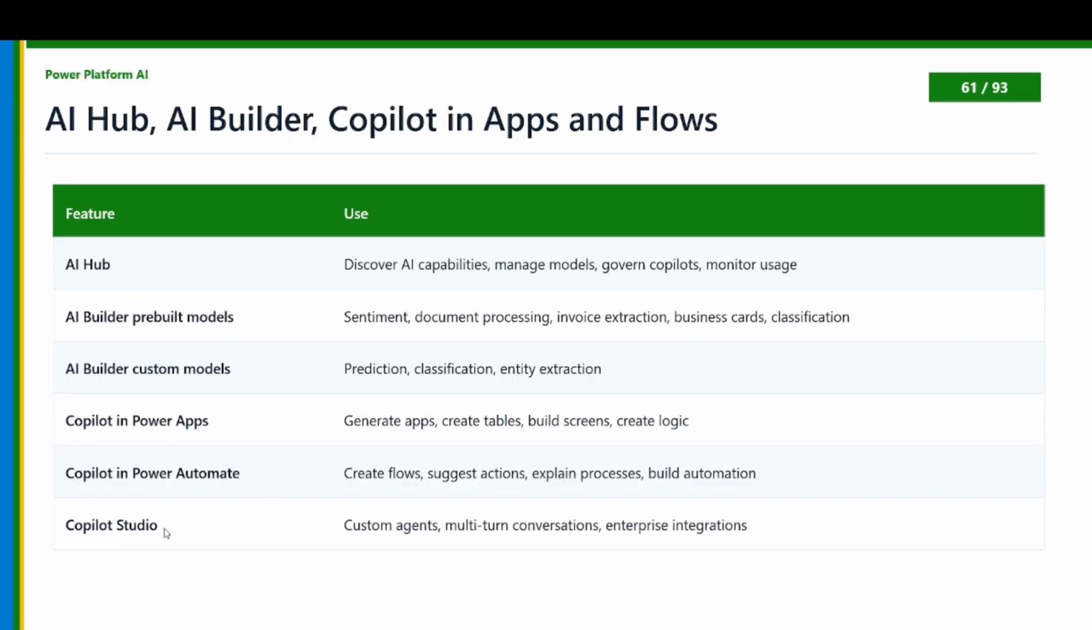Then you have Copilot Studio. Remember, it is a platform for building agents and multi-agent systems. So what can you use Copilot Studio for? You can use it to build custom agents, the custom or complex agents. You can use it for multi-turn conversation agents and you can use it for enterprise integration. So that means you can also host agents there to connect to Office 365, Dynamics 365, and Microsoft Teams.